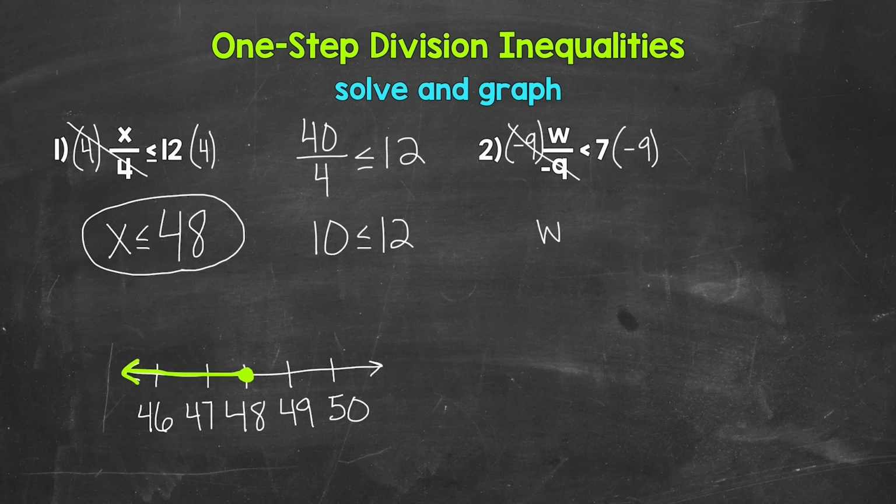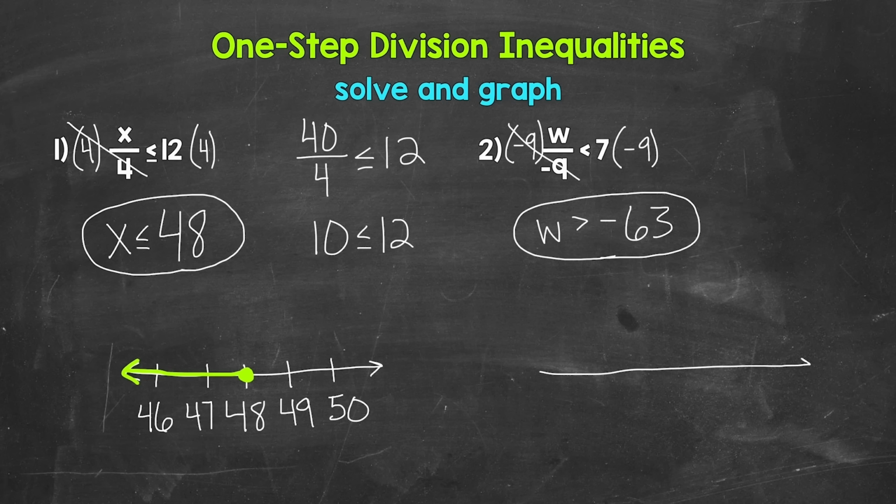W is now isolated. Then the inequality symbol flips. And then on the right, 7 times negative 9 gives us negative 63. So W is greater than negative 63. That's our answer. So W can be anything greater than negative 63. Now, as far as flipping the inequality symbol, that symbol flips as soon as both sides are multiplied by negative 9. Basically, it flips in order to keep the inequality true. So as far as our answer, W is greater than negative 63, we are ready to graph.